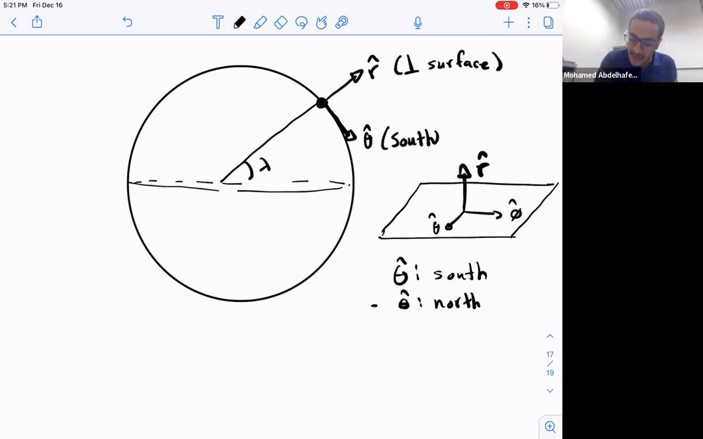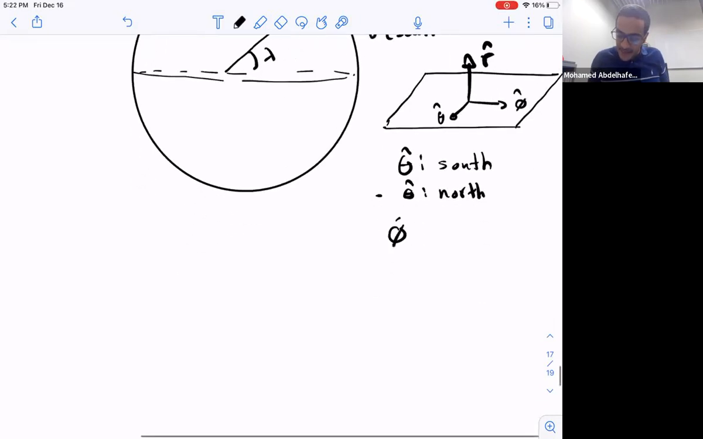So phi hat in this picture usually goes into the picture. That's phi hat, and that's east. Because if you look at this picture right here, and you go with phi hat, you're going east. That's east of the Earth. So phi hat covers east and west. Phi hat itself is east, and negative phi hat is west.